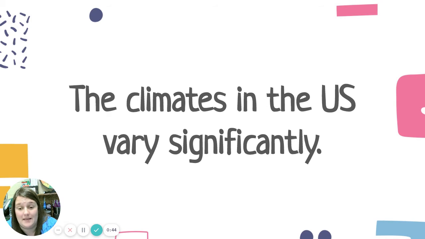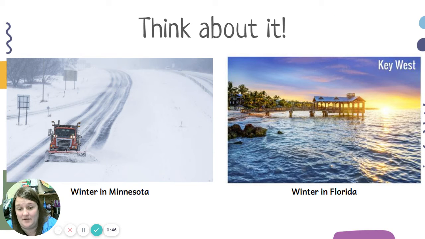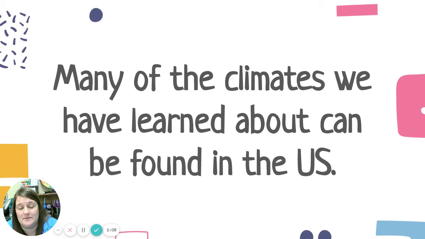So the climates in the U.S. vary significantly. Think about it, okay? Winter in Minnesota looks very snowy, and winter in Florida is not snowy at all. Minnesota and Florida are pretty far away from each other, but the fact that they're in the same country and the climates are so vastly different really changes things. So just think about that. We have so many different climates. Many of those climates that we've already learned about we can find in the U.S. Some of them are going to kind of combine, though, and we'll talk about that as we go.